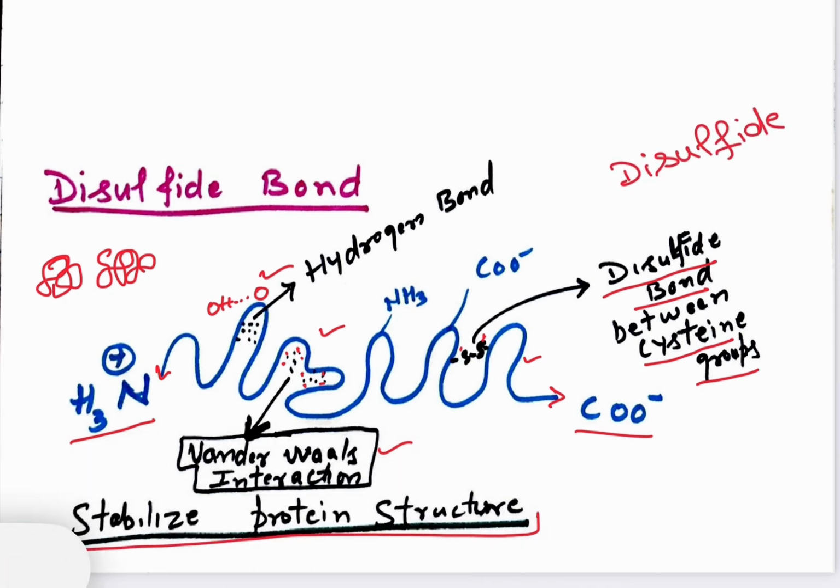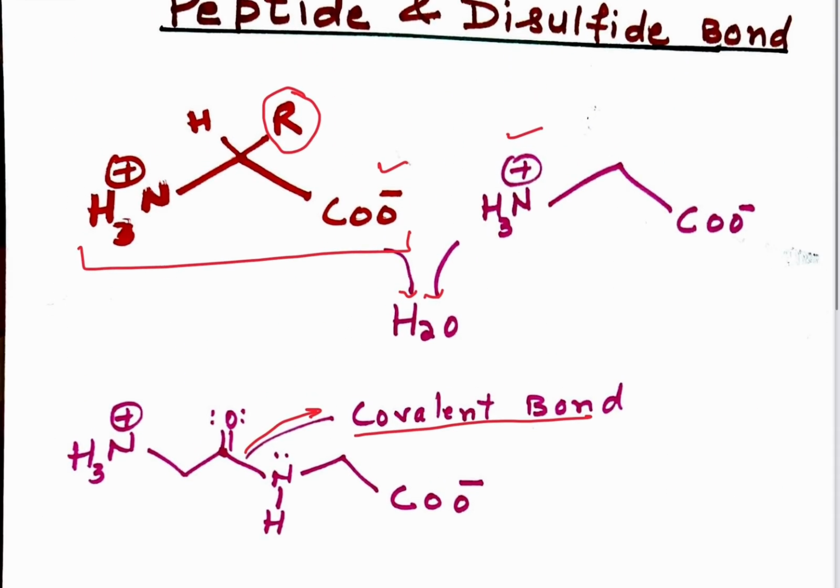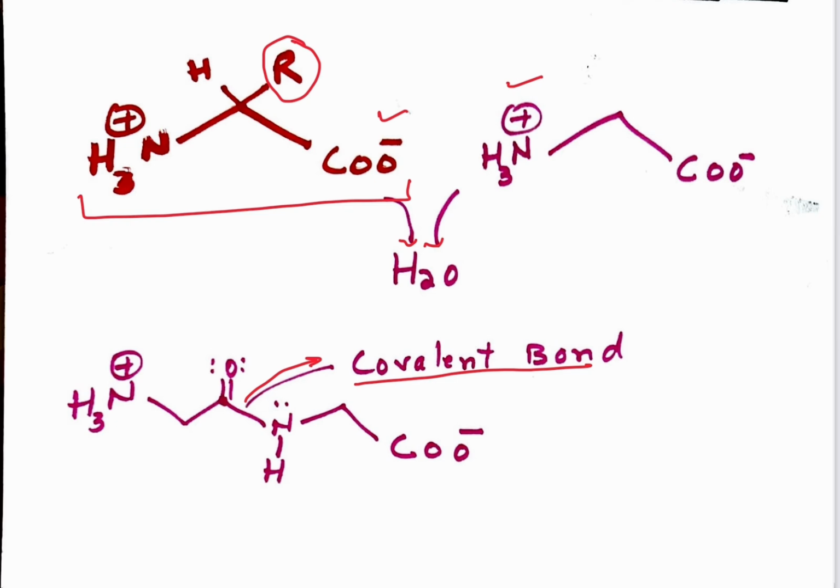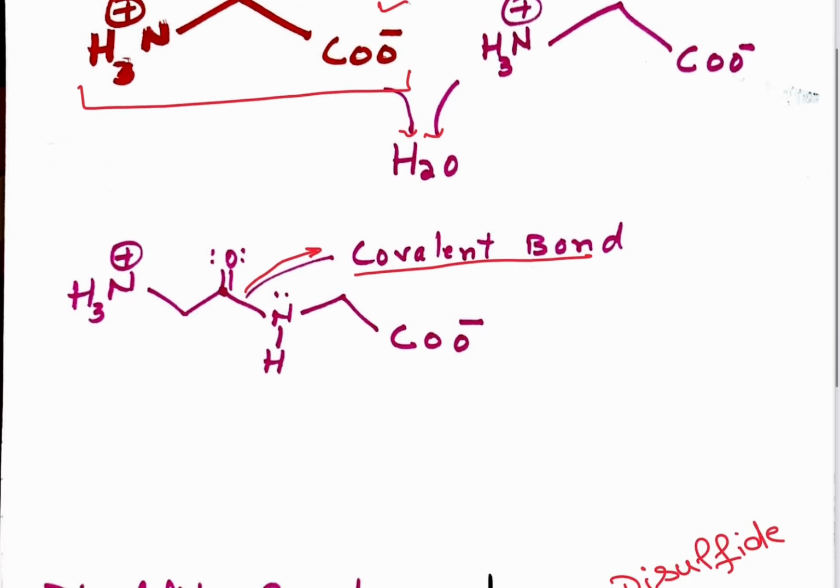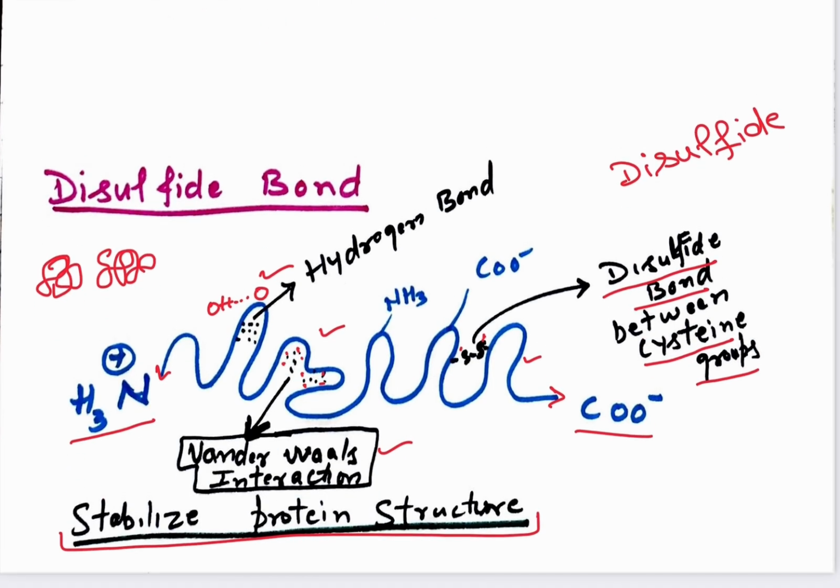Okay, so that's it for this video today, guys. Just two types of bonds that I wanted to explain. One is the peptide bond, which is right here, that makes a protein longer and joins two amino acids together. And another one is the disulfide bond, which is between two cysteine groups. Cysteine is a type of amino acid that we already discussed.